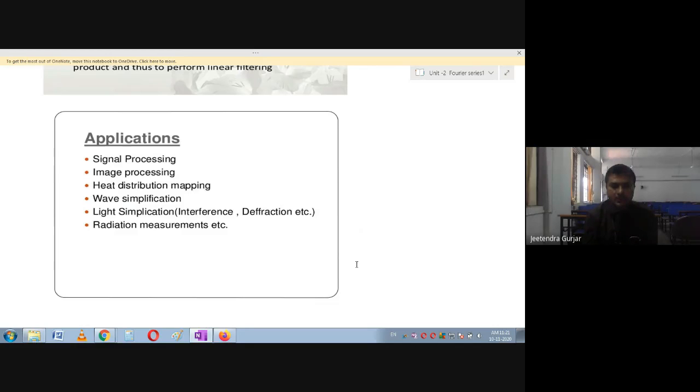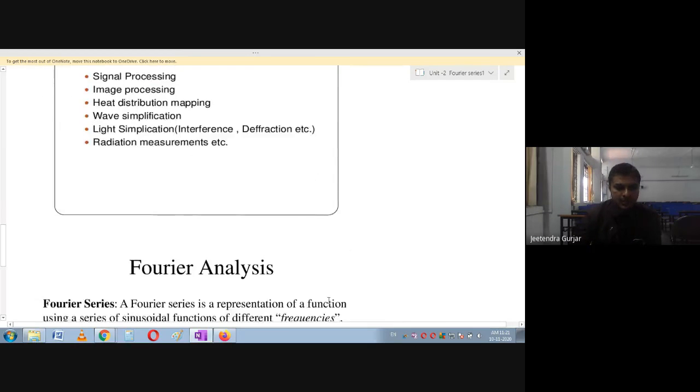Similarly, we have wave simplification. Light simplification we have. You can see the interference and diffraction in the light simplification. Similarly, we have radiation measurements. Students, very important: radiations. You see, a mobile has radiation. So altogether, it is going to control, and Fourier series has been used in this application.